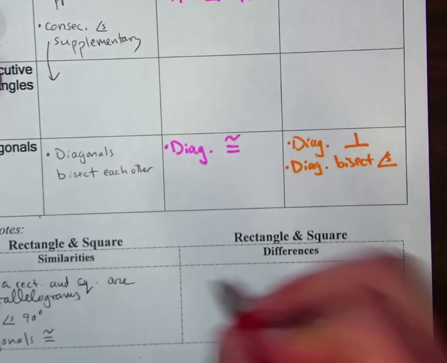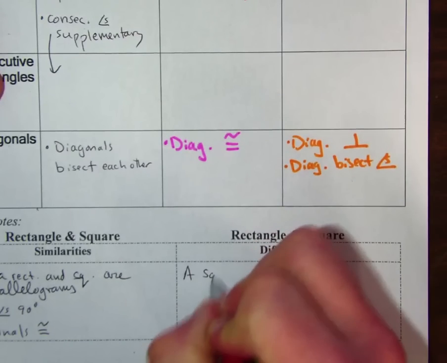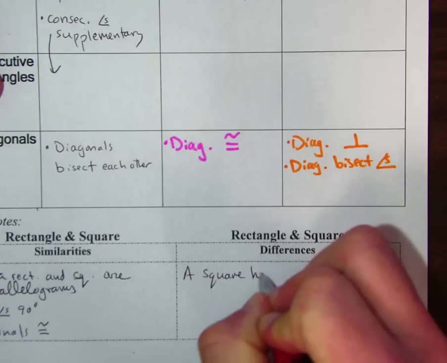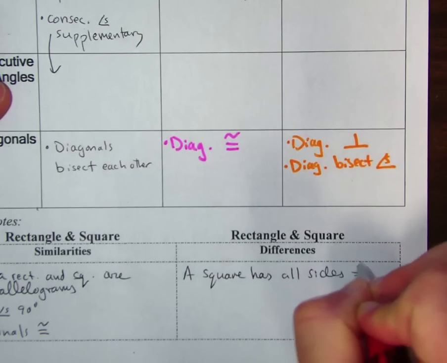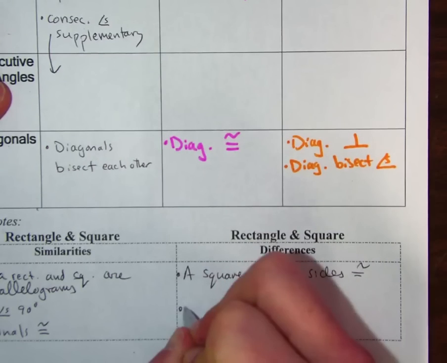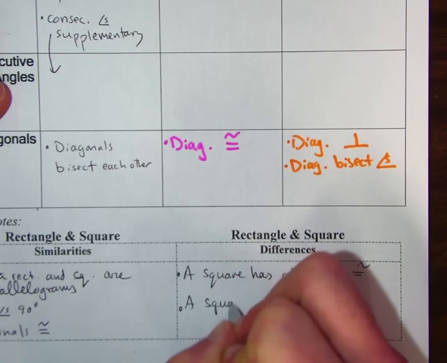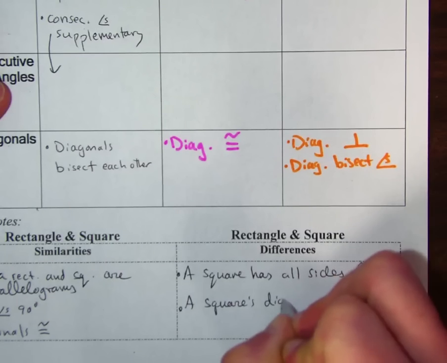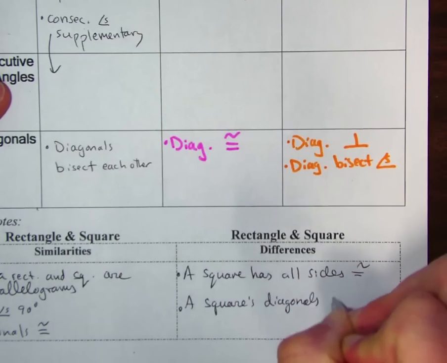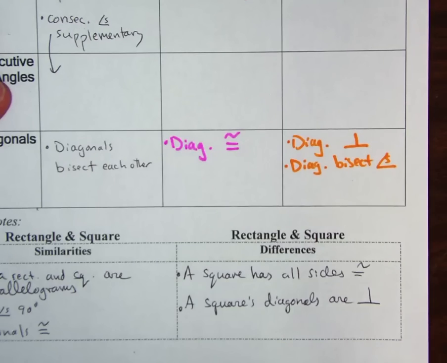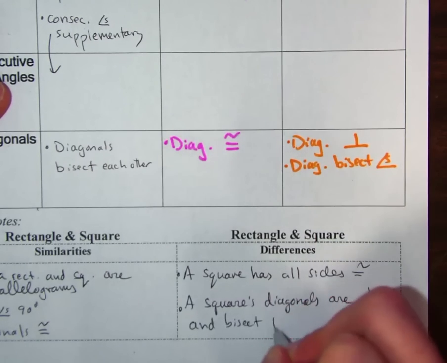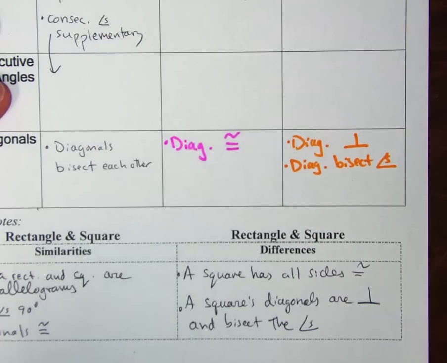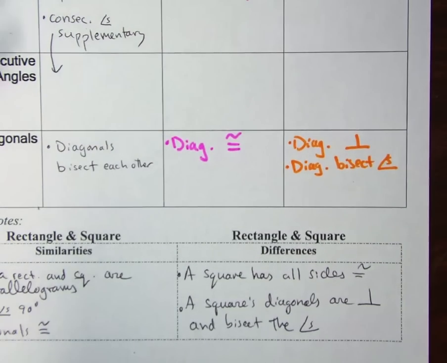So the big difference is a square has all sides congruent, and a square's diagonals are perpendicular and bisect the angles. Those are the big differences.